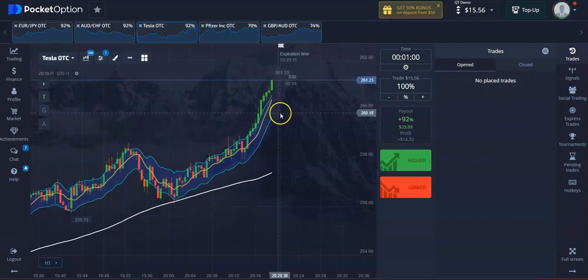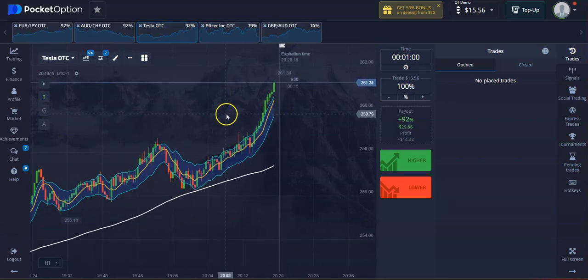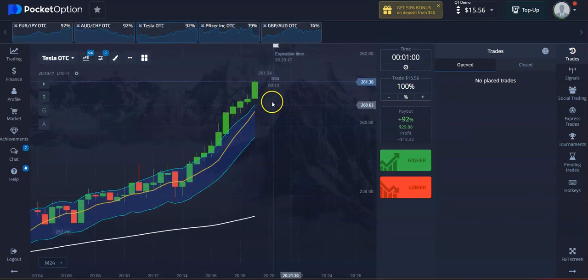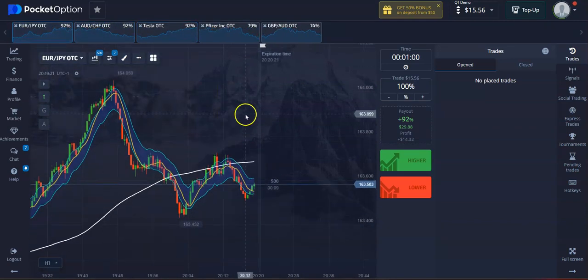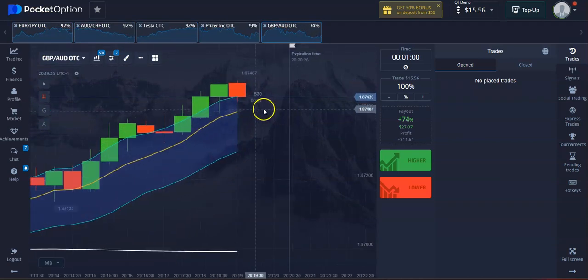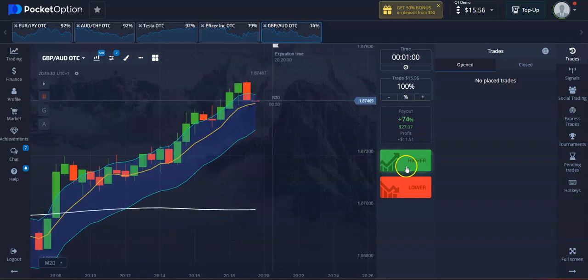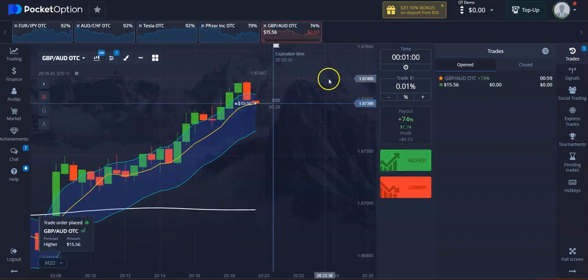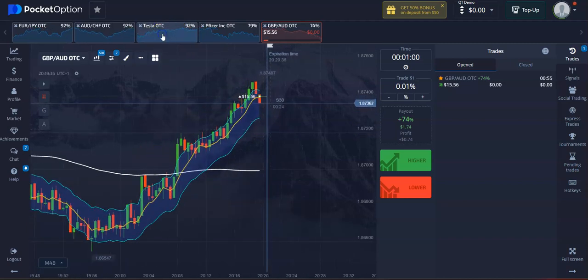So let's have a look at Tesla. Tesla, see, Tesla is just crazy, right? He's just pumping like hell. And yeah, you get the idea, innit, guys? I hope you get the idea. So yeah, we're gonna take a trade on this one. But yeah, you get the idea about this strategy.